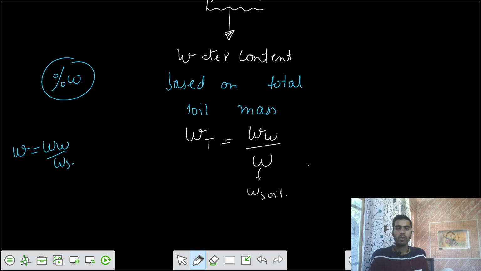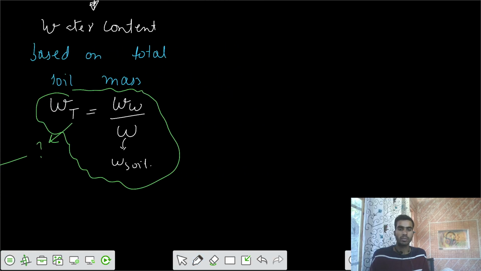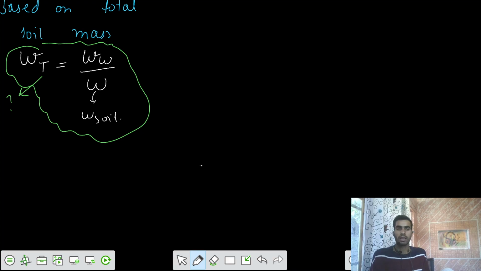Now we need to convert it through calculations. Our calcium carbide method gives you the value of Wt. From that we now need to calculate the value of the actual water content. If Wt is the weight of water by total weight of soil, then the total weight of soil is actually the weight of water plus the weight of solids.